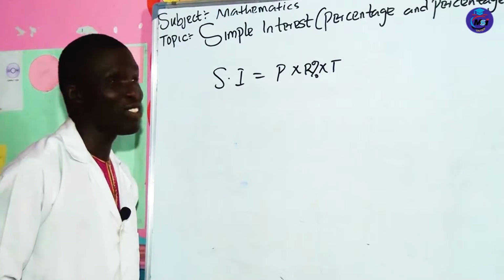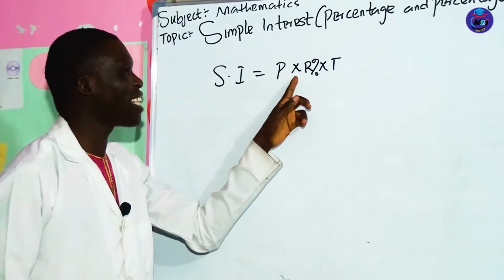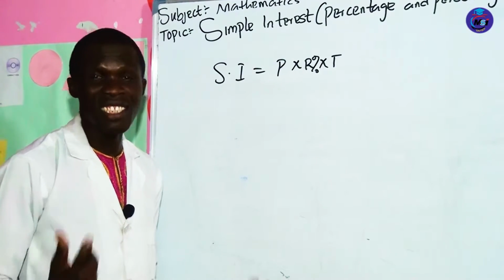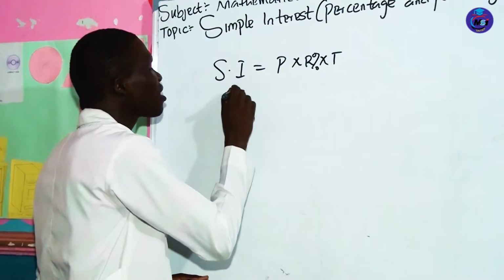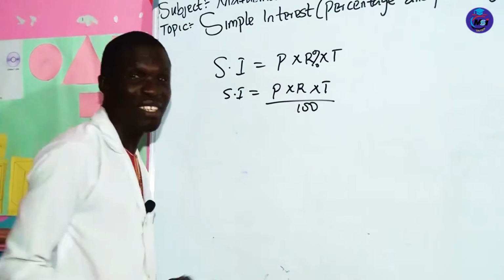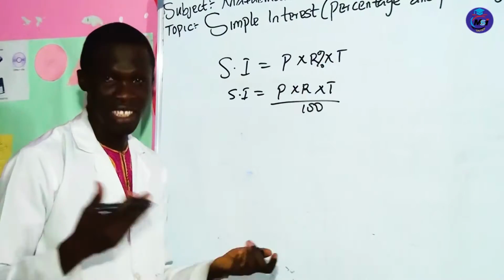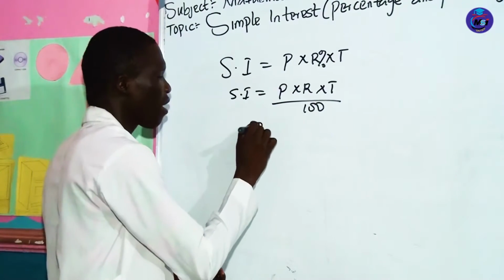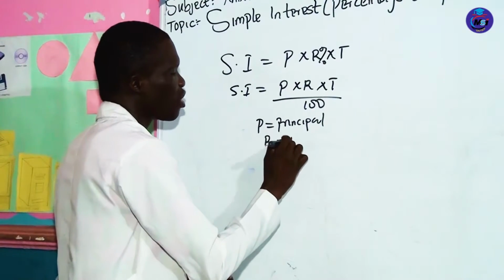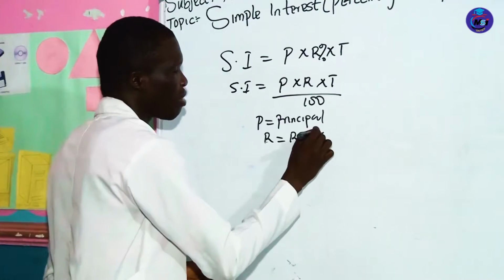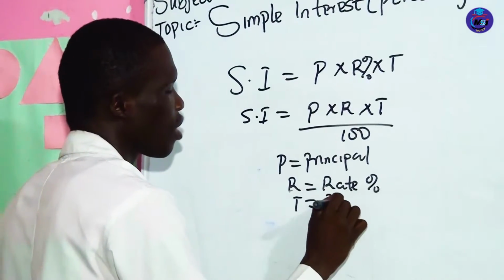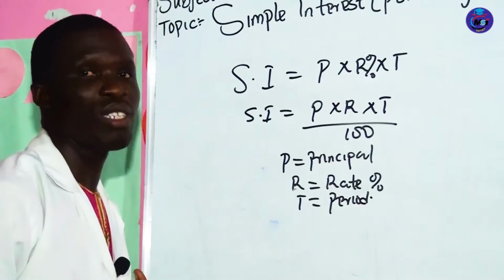I know you are not familiar with this. P times R percent times T. I'm going to give you the common one. It's still the same. Simple interest equals P times R times T all over 100. I know you are familiar with this, but they are still the same. Now, P is principal. R is rate, which is always in percentage. T is period, the period to return the money.